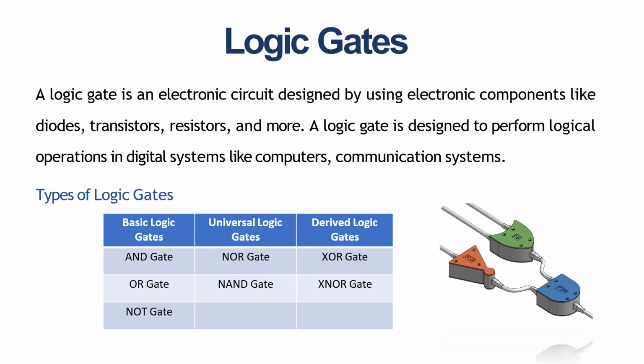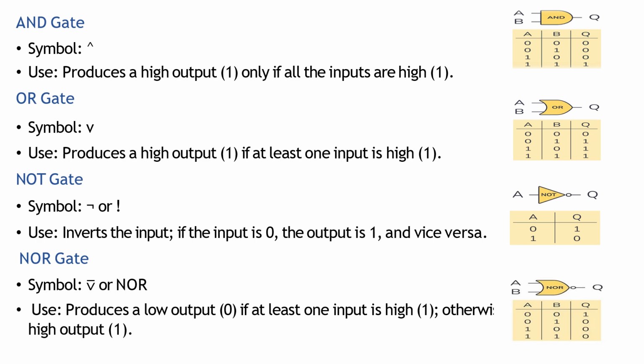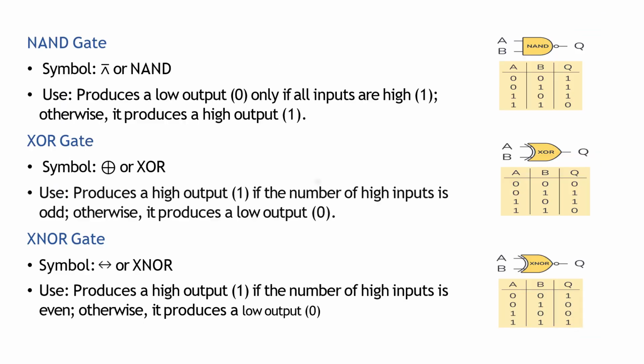Logic gates. A logic gate is an electronic circuit designed by using electronic components like diodes, transistors, resistors, and more. A logic gate is designed to perform logical operations in digital systems like computers and communication systems. So as you can see below, these are the types of logic gates. As you can see, these are examples of logic gates.